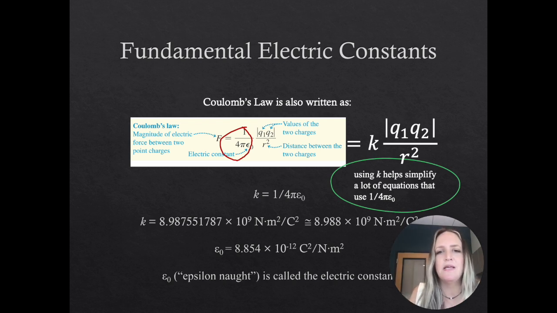Epsilon naught, that is a physical constant that we call the electric constant. It's also called the permittivity of free space. And its value is right here, okay? But for ease of calculations, instead of typing 1 over 4 pi epsilon naught a million times, it's a lot easier to do k. And k comes out to be, to one significant figure, 9 times 10 to the 9. Okay, so that makes it real easy. So k is just a rearrangement of 1 over 4 pi epsilon naught.